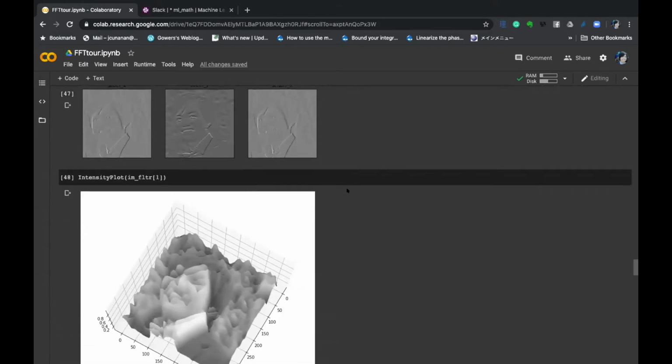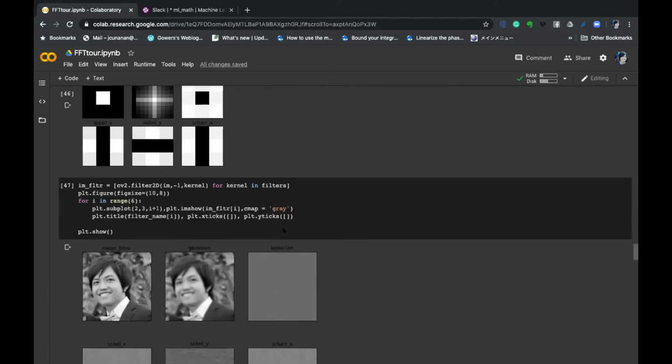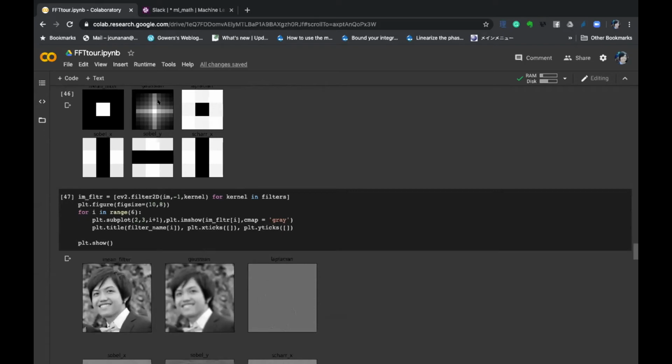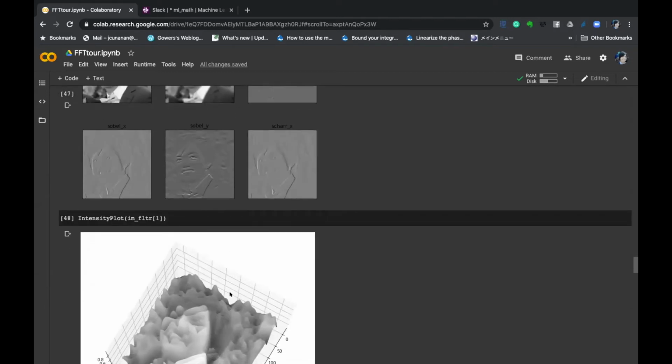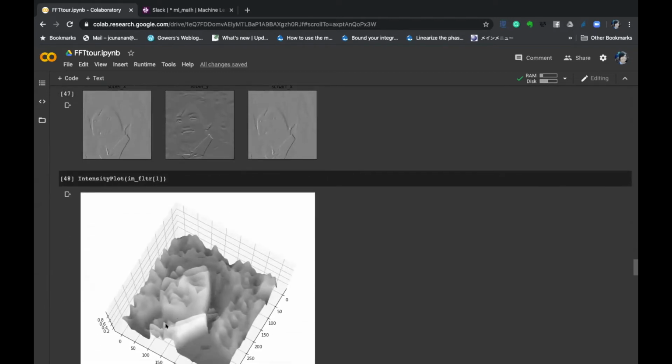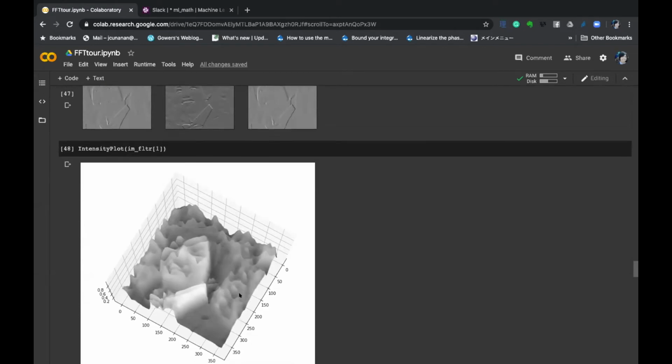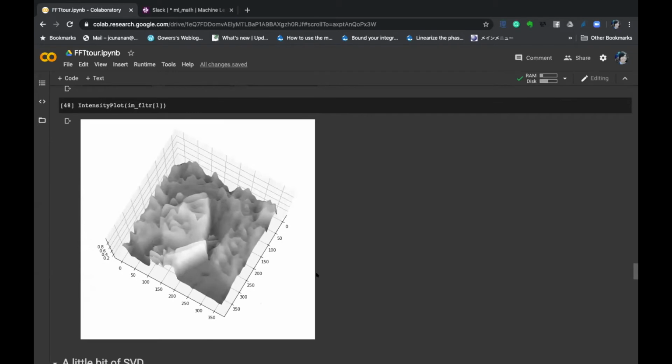This is just plotting the Gaussian. So what we see here is it slowly kills frequency outside zero, right? So there's only this low frequency existing. So you can see that the photo actually smoothens.